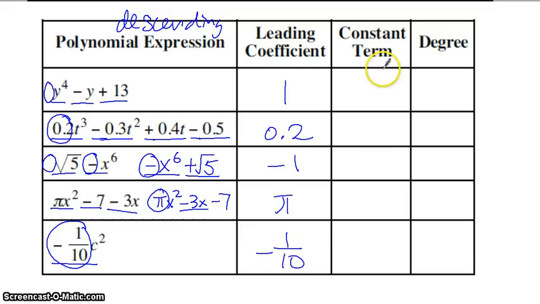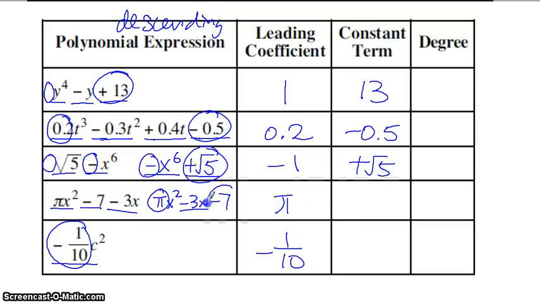Constant term. The constant term is the last term when you put it in descending order. It's the term without the variables. So here, positive 13, negative 0.05, don't forget the negative, positive root 5, negative 7. The last one, tricky. What's the last term? There isn't one. So the constant term is 0. This is the same as adding zeros. So it's no constant term.